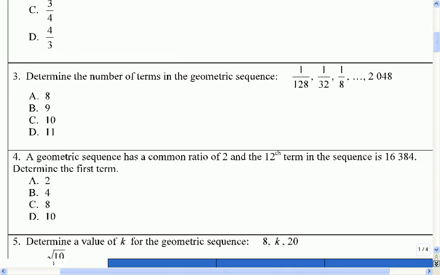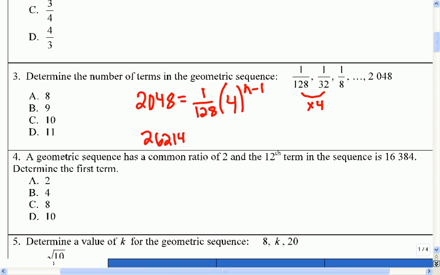Determine the number of terms in the geometric sequence. Well, we want to know, where does 2048 equal 1 over 128? The common ratio in this case, I'm timesing it by 4 each time. So that means I end up with 262,144 equals 4 to the n minus 1.